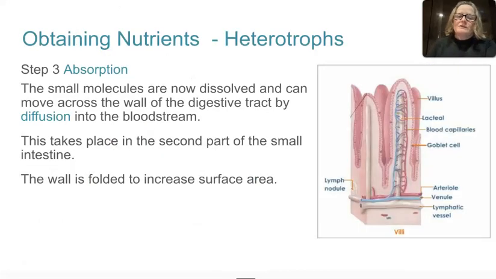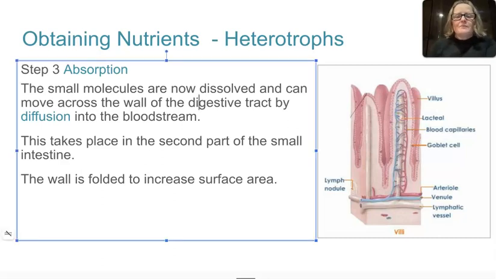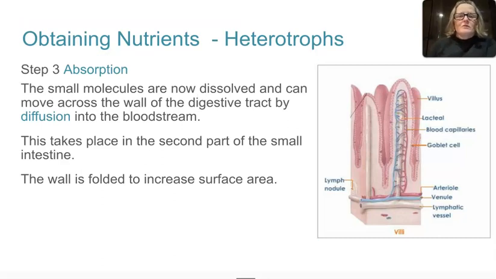So we've thought about ingesting, we've thought about digesting, and now we've digested everything, we need to absorb it into the blood or into the lymph system, which would then add to the blood. So absorption of small molecules, they're now small enough to dissolve. If they can dissolve, then they can move across the wall of the gut by diffusion. And if that is happening, we need to have a really large surface area.